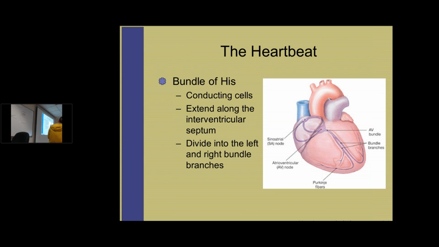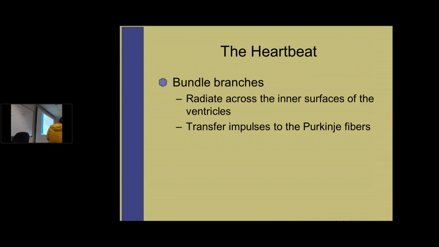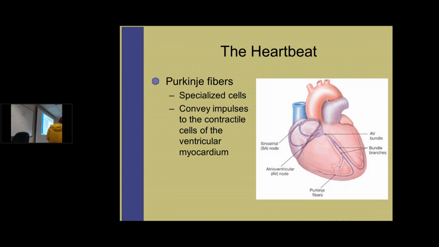Bundle of His is basically just where the AV node is, and then that divides into the bundle branches and down into the Purkinje fibers. And we showed in the picture where those bundle branches go. They're on the inner surface of the ventricles and go down into the Purkinje fibers.